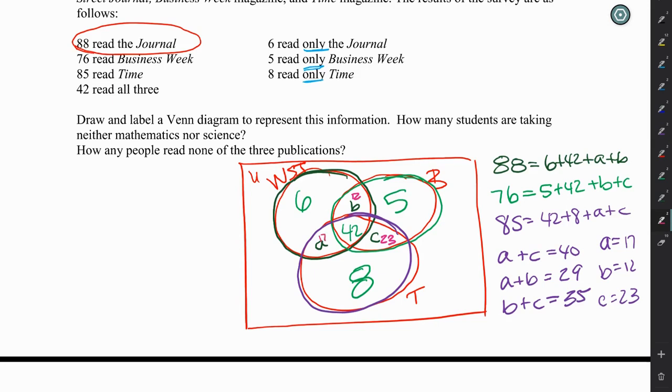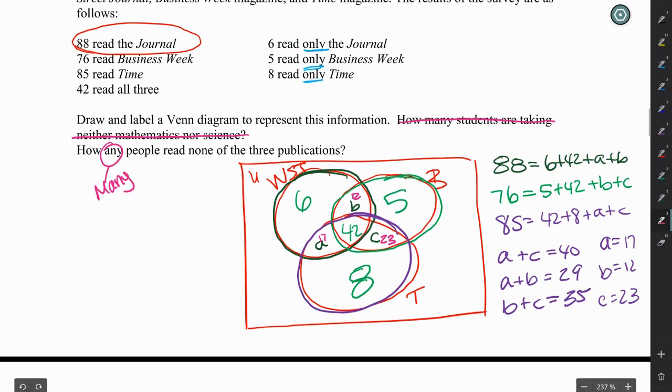How many students are taking neither? Apparently I have a copy paste error there. We don't need those. How many people read none of the 3 publications? Well, if we add all of these numbers up, and I guess that should be the word many, not many. How many people read none of the 3 publications?